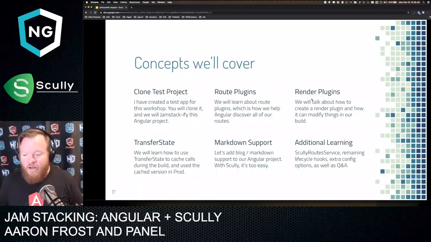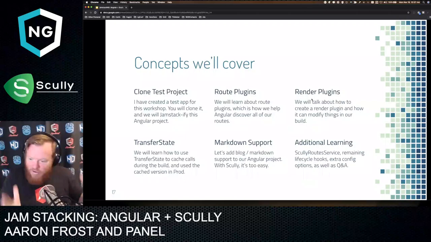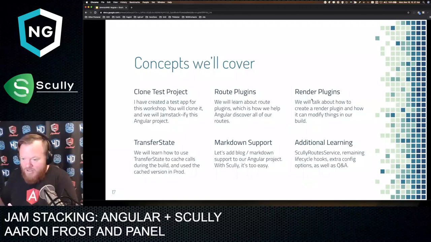I'm going to show you transfer state. It's a crazy simple Angular service to cache your calls. You use it, and during the Scully build, it will make the API call, and it will cache it, and then in production, it won't make the API call. It will just use it out of the cache. It's insane. We abstracted that difficulty into a function call for you. And I'm going to show you how to do that.